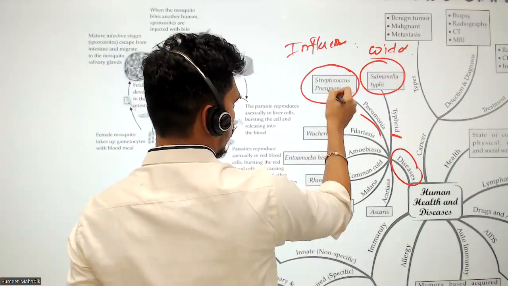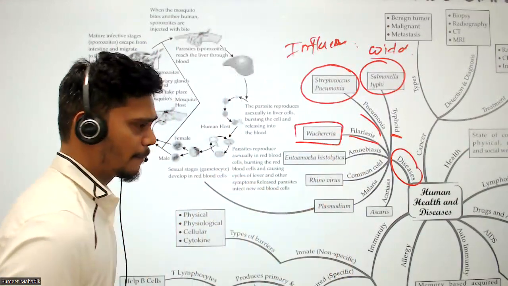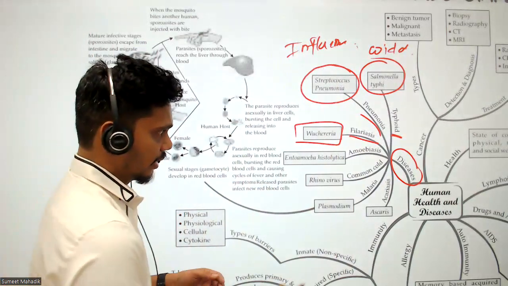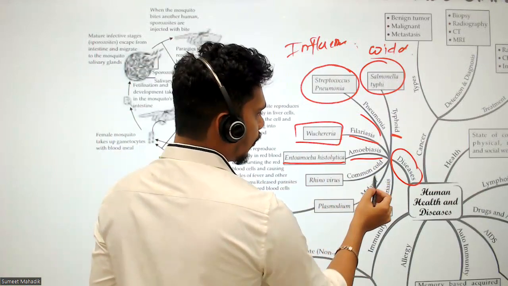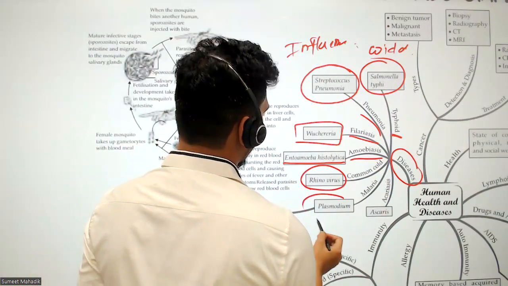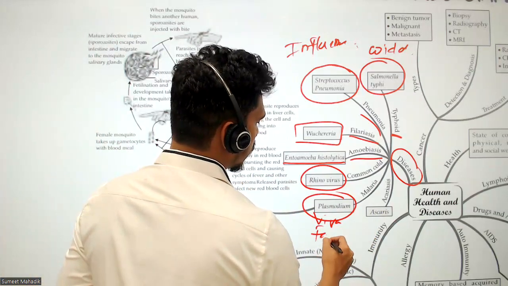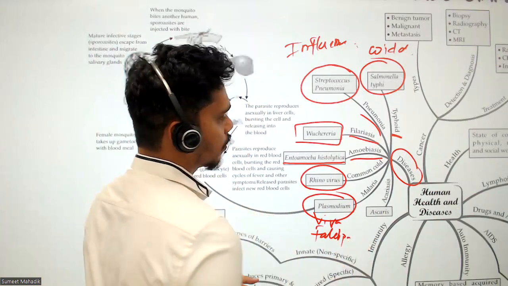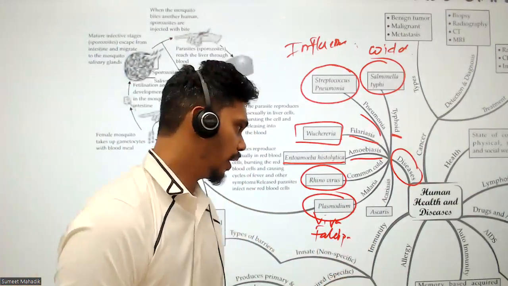Influenza is also responsible for this. Filariasis is caused by Wuchereria bancrofti. Then amoebiasis, dysentery, is caused by Entamoeba histolytica. Then the common cold, where rhinovirus is responsible. Malaria is caused by Plasmodium. Plasmodium vivax and Plasmodium falciparum are responsible for this. Plasmodium falciparum is very dangerous, right?